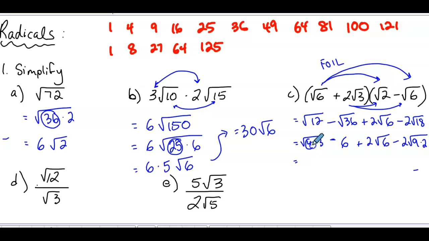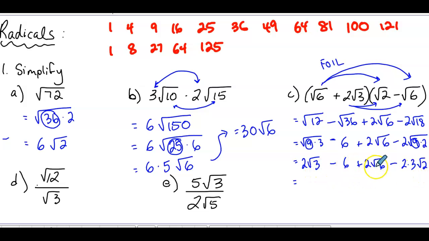So 4 is the perfect square, so that's going to be 2 root 3 minus 6 plus 2 root 6. 9's a perfect square, so that's going to be minus, just going to erase this little line here, 2 times 3 root 2, right? Root of 9 is 3. So now, if you take a look, I'll simplify that in my last step.